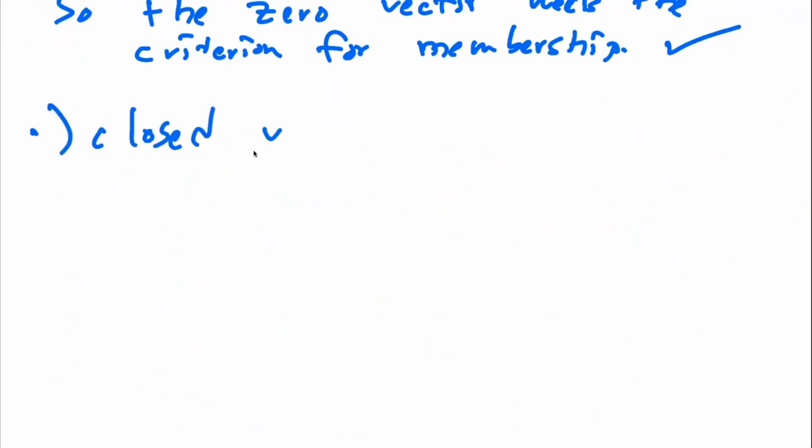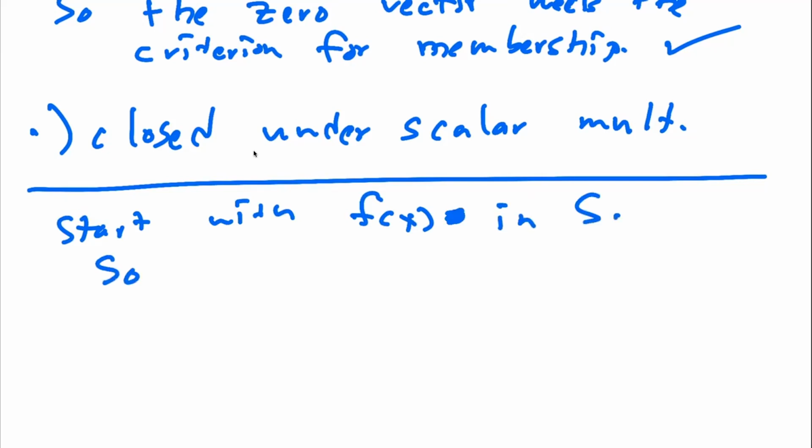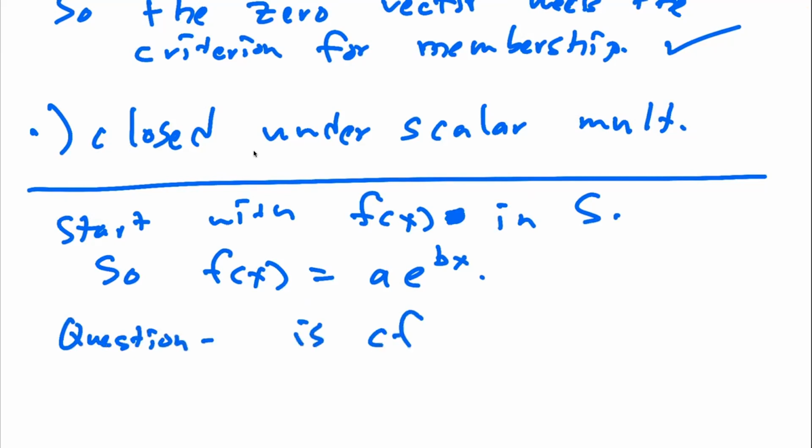I'm going to do closed under scalar multiplication next. So let's see. So start with f of x in S. So f of x has to look like this. Right, so I know that since f of x is in my set, I know that it has the right form. And the question is, is C times f also in S?